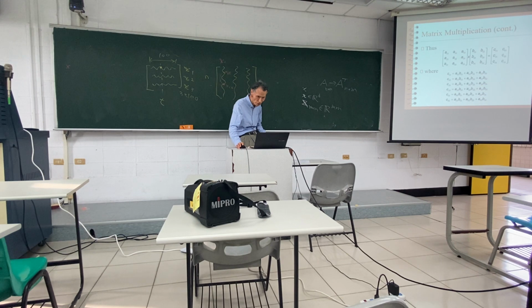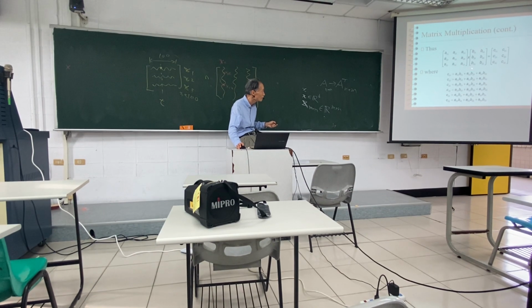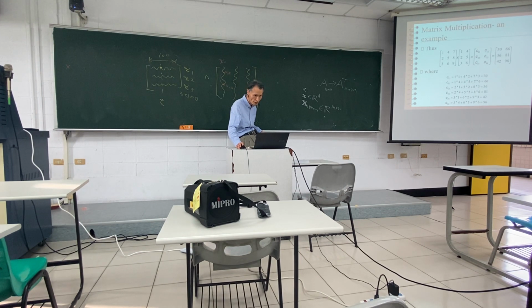Okay, so here's the example for multiplication. The row times the corresponding column element in the column. So that's it. Just follow. Here I give you a numerical example of how to do the multiplication of two matrices.